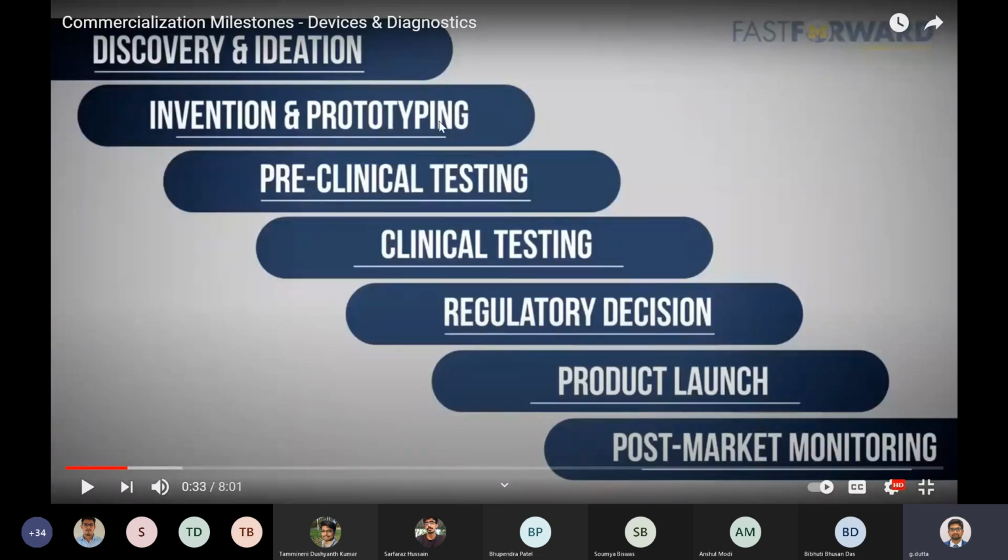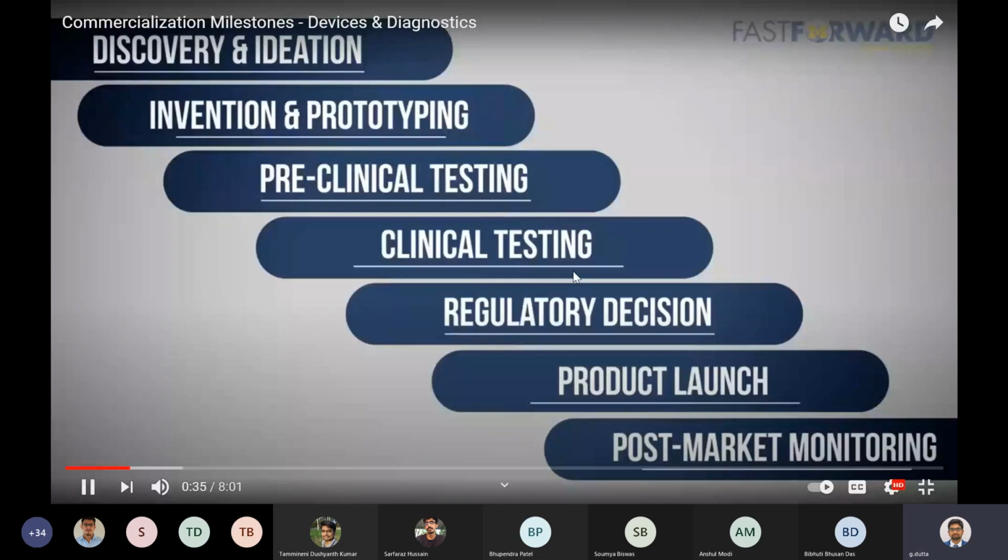So you discover an innovation, then you develop a prototype, then you go for preclinical and clinical testing, then you have to follow the regulatory decision. You should get approval like from the FDA, or from the authority in India, internationally or nationally. Only then can you launch your product. Then you can go for marketing. Okay.